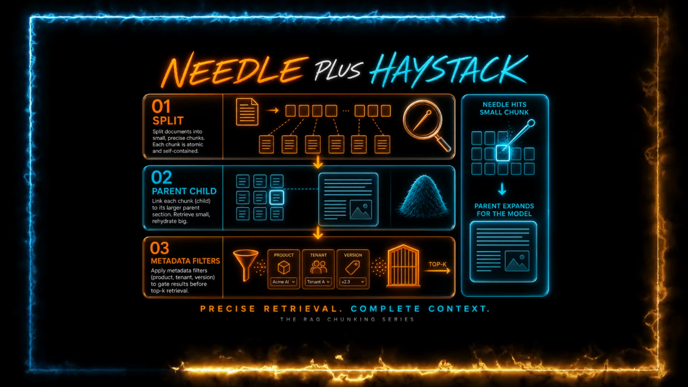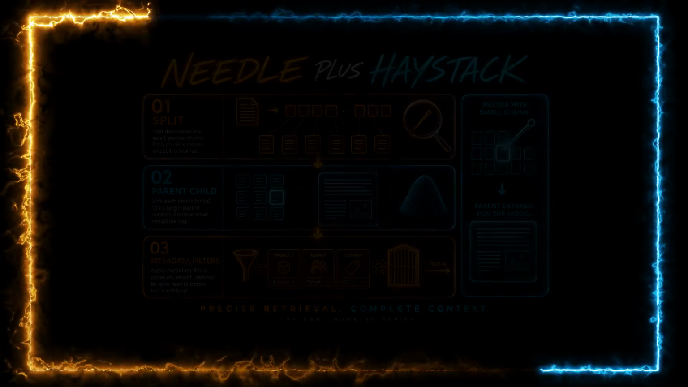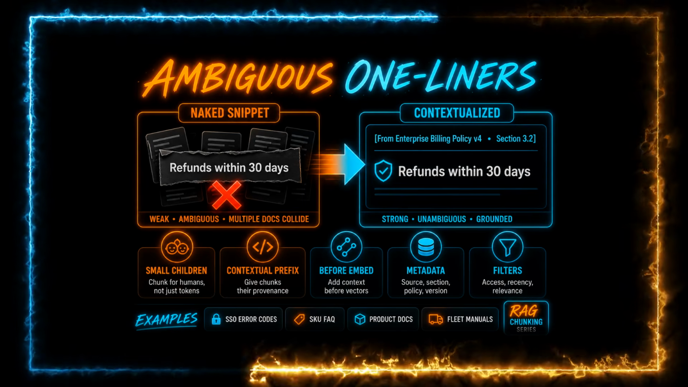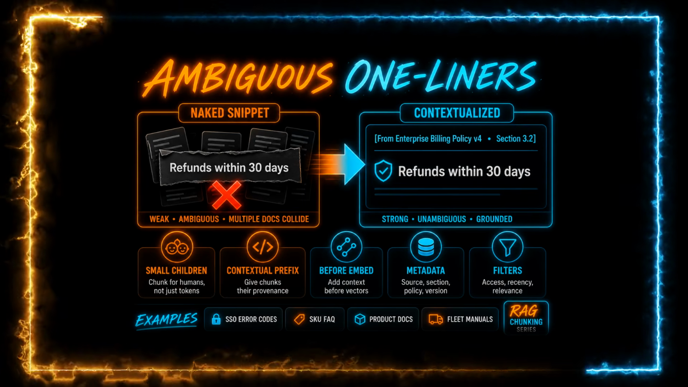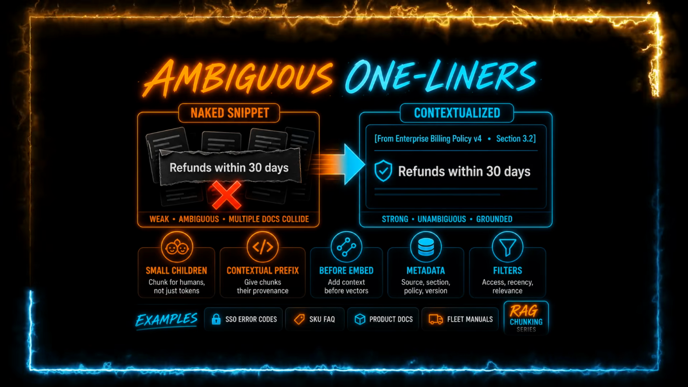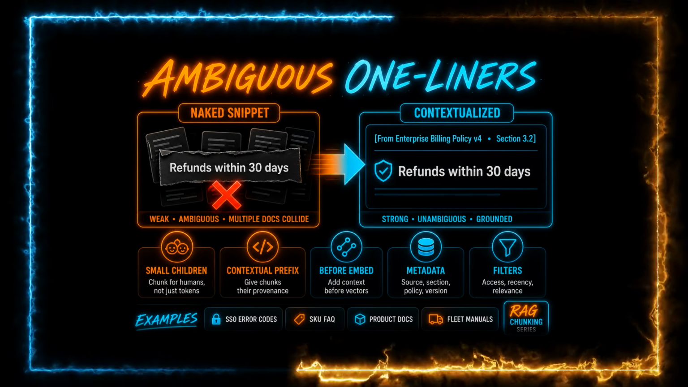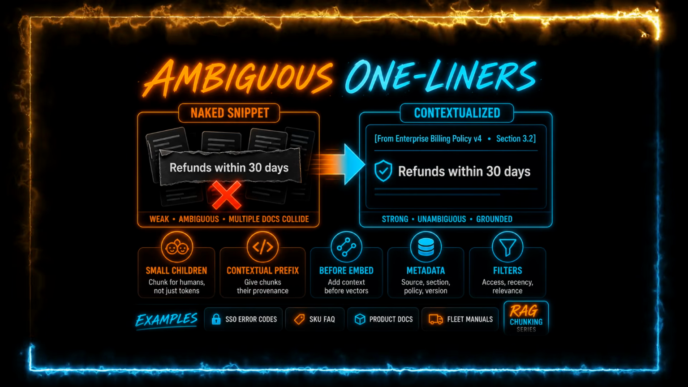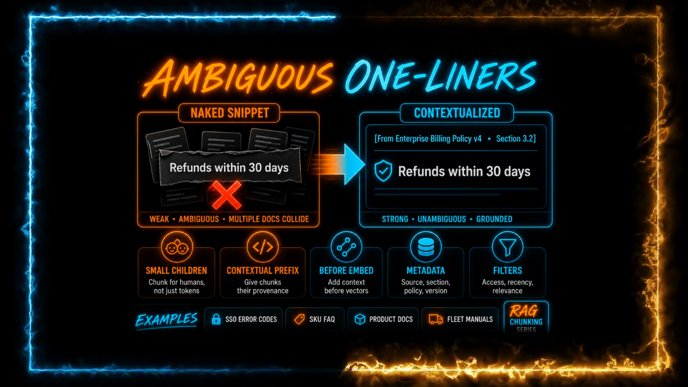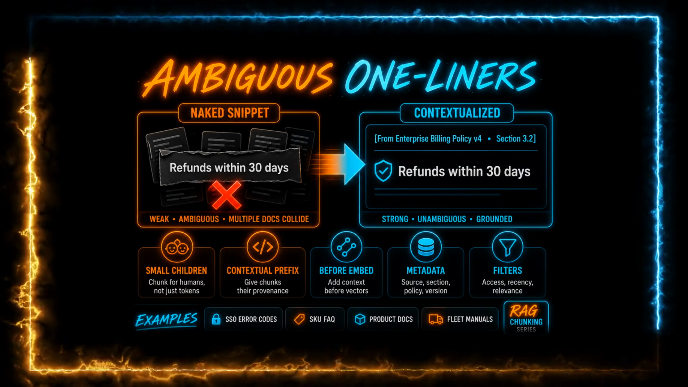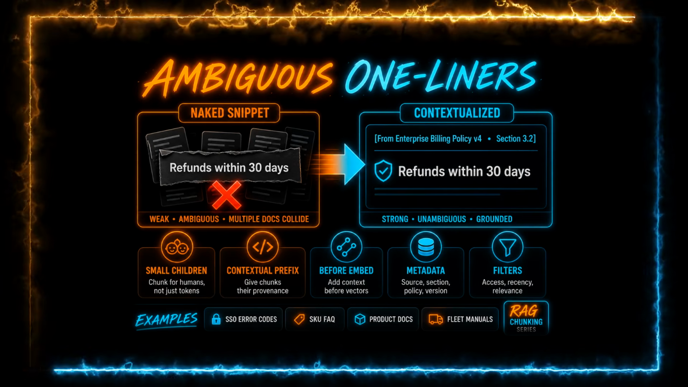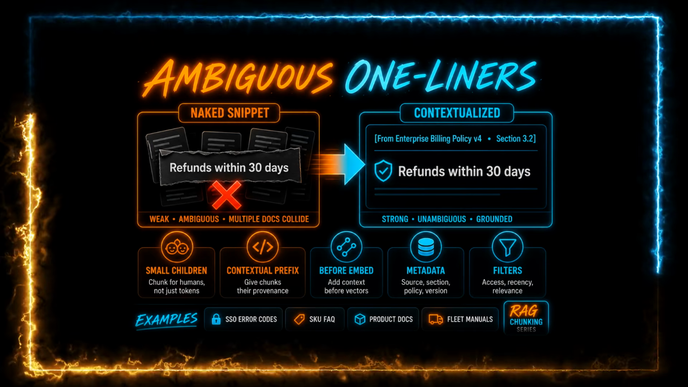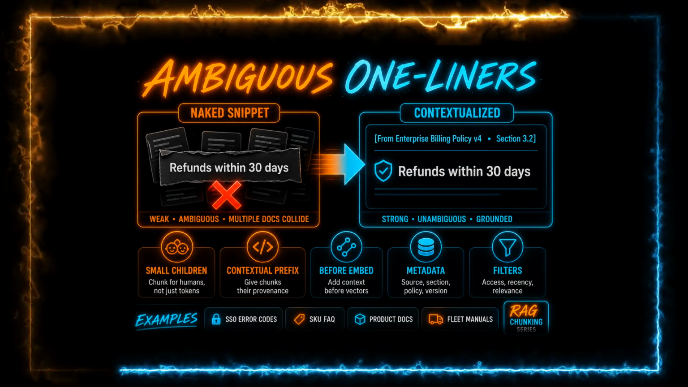Default when precision retrieval alone isn't enough for a full answer. Ambiguous one-liners: contextual retrieval on small chunks, often with hierarchy and metadata, so isolated lines still search well. You keep short children, FAQ lines, SKUs, error codes, policy one-liners. Prepend a synthetic frame before embed, from Enterprise Billing Policy V4, Section 3.2, refunds, and attach product or tenant or version so filters scope the corpus. You can still rehydrate a parent at augment for the full answer.